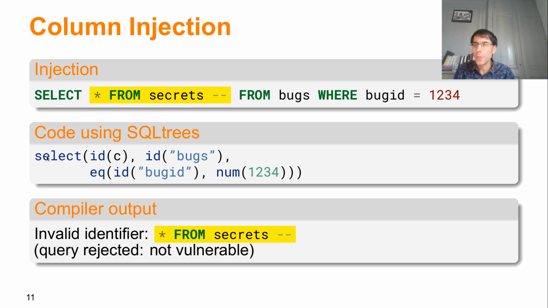So how would we write the query using SQL trees? You would write select identifier C, where C is your parameter, ID of bugs, and then the where clause. How is it translated by the compiler? Actually, the compiler will look at the variable C and will notice that it's not a valid identifier, so the query will be rejected, and so SQL trees is not vulnerable to this kind of injection.